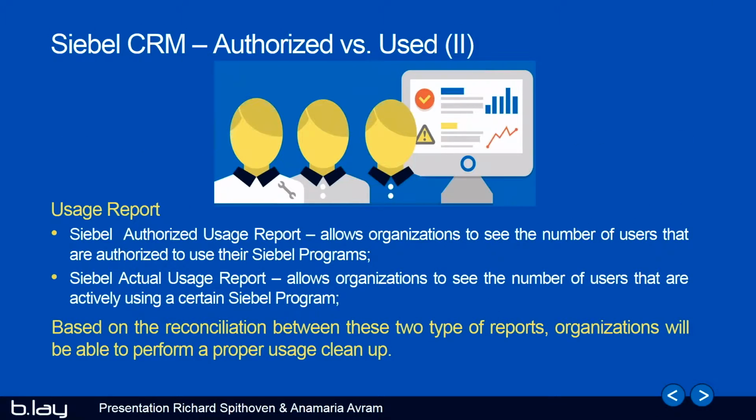The first one is called the Siebel Authorized Usage Report, which allows organizations to see the number of users that are authorized to use their Siebel programs. And the second one is the Siebel Actual Usage Report. Based on this report, you are going to see the number of users that actively used a certain Siebel program within your organization. By reconciling these two reports, you can properly clean up your Siebel environments.